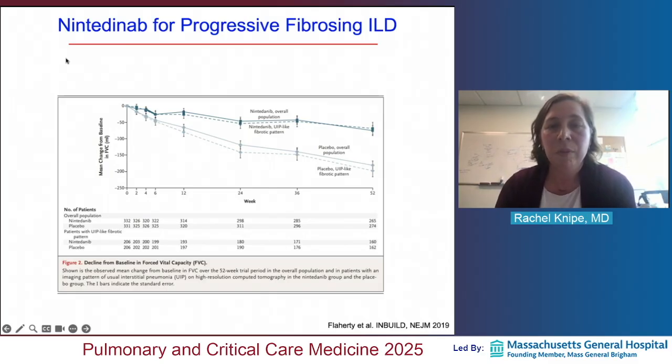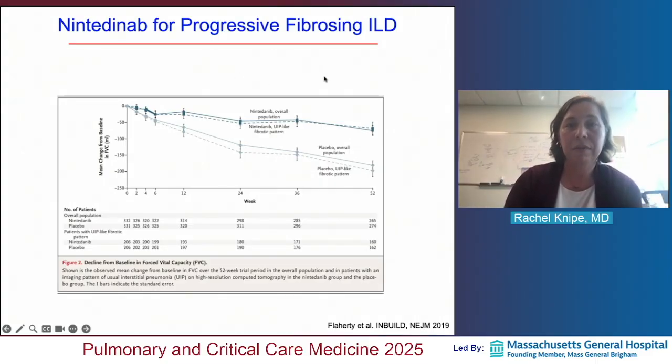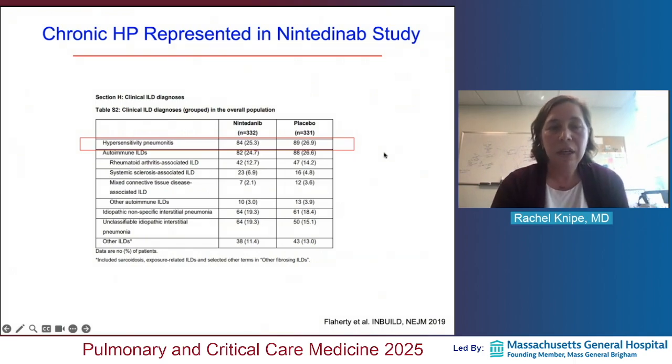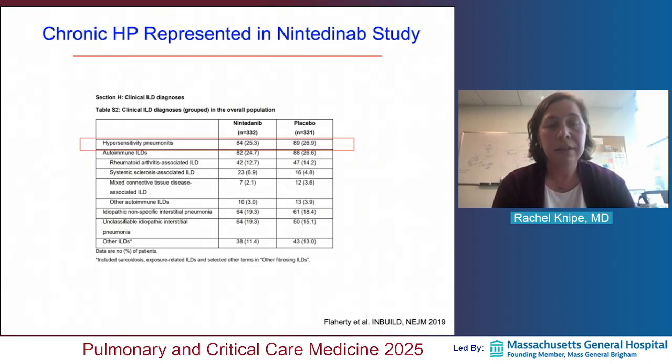And they did a subgroup analysis with patients that had a UIP-like fibrotic pattern on their CAT scans, and there was really no difference in outcomes between those patients and patients that had HP but had a more classic HP pattern on their CAT scan, suggesting they behave similarly regardless of their radiologic pattern. And I pulled this from the supplementary portion of the study, just to show that about 25% of the patients in this study had hypersensitivity pneumonitis. So it was one of the best represented subgroups or diseases in this study.